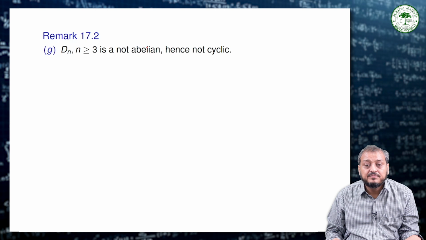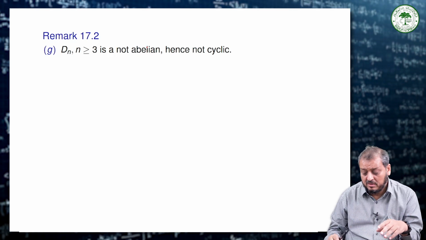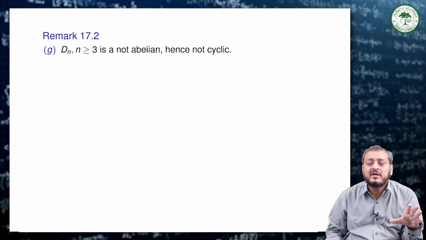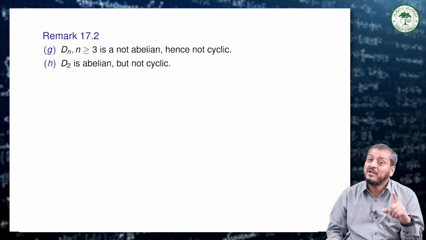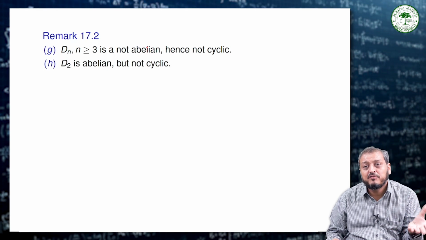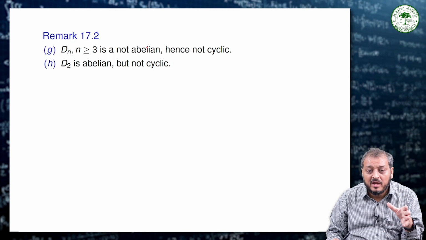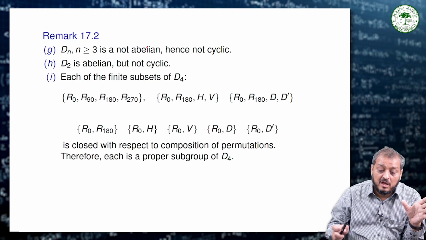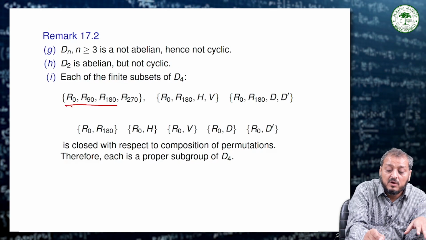Okay, so now another remark: Dn for n greater than or equal to 3 is not abelian, so D3 is also not abelian, and Dn for all n greater than or equal to 3 is not a cyclic group. D2 is abelian, but it is not cyclic, because in D2 there is no element of order 4. All the elements are of order 2, so this means D2 is also not cyclic.